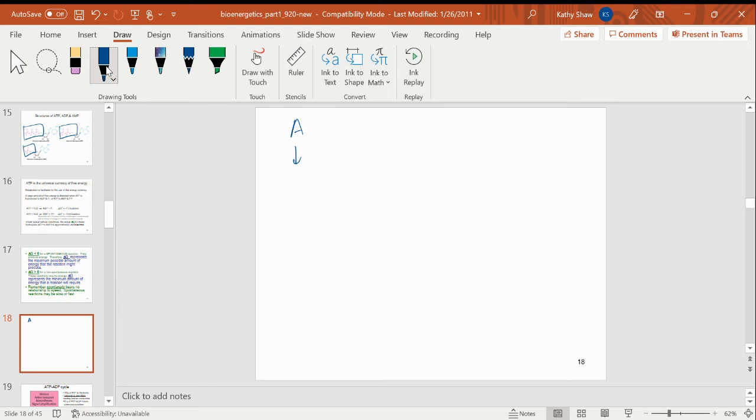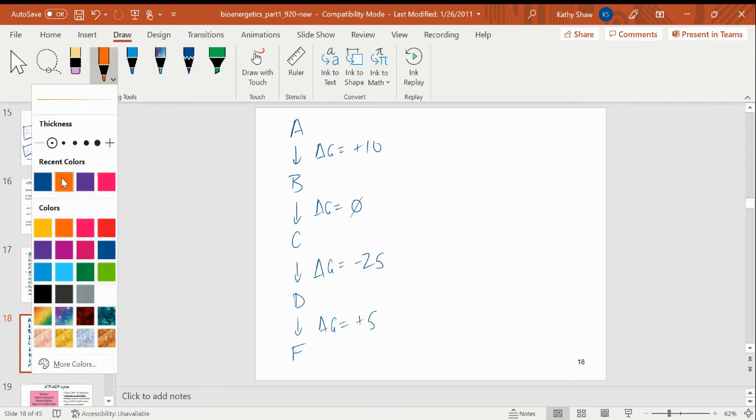I have my little metabolic process, A going to B, going to C, D, going to F. So let's put some delta G's in here. Delta G is plus 10. Let's make this an equal 0. Delta G equals, I don't know, minus 25. Delta G equals, let's do a plus 5. So my question for you is this. Will this process go?